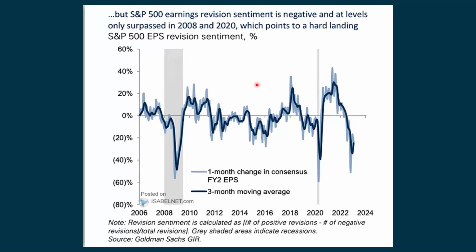The next chart says, but the S&P 500 earnings revision sentiment is negative and at levels only surpassed in 2008 and 2020, both very difficult times, which points to a hard landing. So here's part of the debate going back and forth. The Fed is trying to have a soft landing, but some of the charts suggest that there could be a hard landing, meaning that we go into a recession.